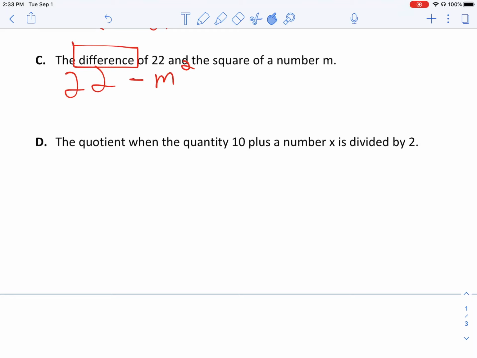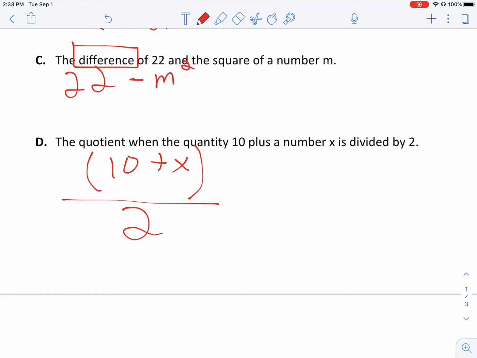Okay? And then lastly, the quotient, so that tells me division, when the quantity 10 plus a number x is divided by 2. So again, I'm going to do the 10 plus x in parentheses, and I'm going to divide that by 2. That's what that's saying. Quotient meaning divide. I want to know that whole thing after I've added x and 10, and then I divide by 2.